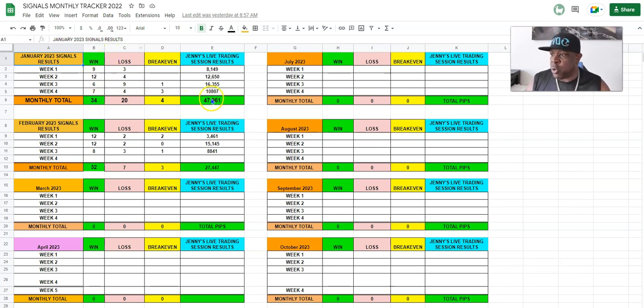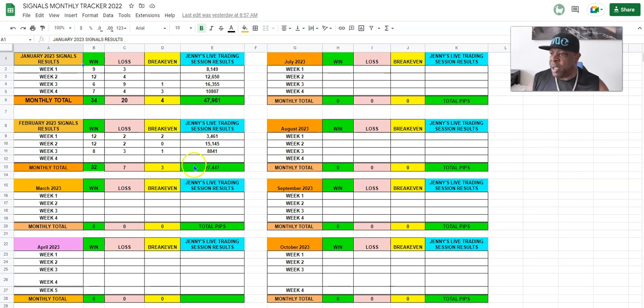But look at this final total on the live trade sessions with Ms. Jenny. 47,961 pips, 34 trades, 34 wins, 20 losses for this. But look at what happened now. Almost the exact same as what we did for the whole month. Look at what we did in a matter of 3 weeks. 32 wins, only 7 losses, and 3 break evens.